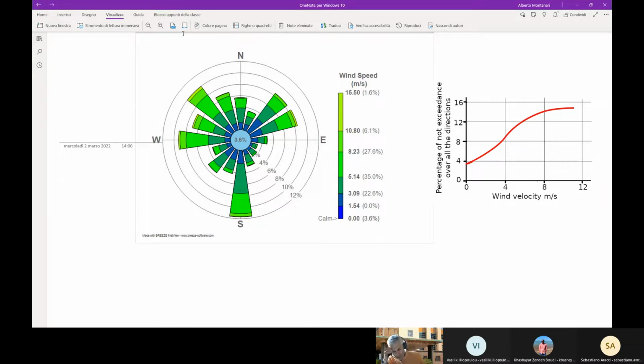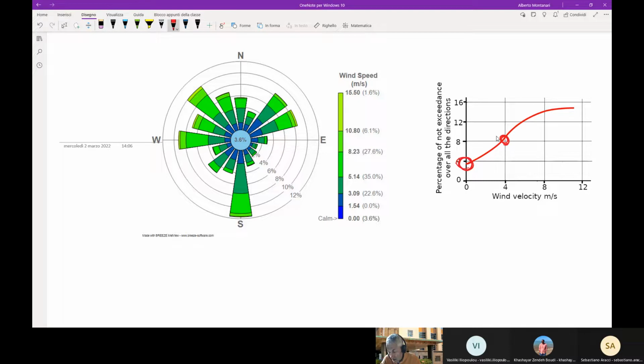Okay, so you see these two figures now. Let's focus on the south direction, and on the red line on the right. It starts at wind velocity 0. On the horizontal axis, you have wind velocity, and on the vertical axis, you have percentage of not exceedance over all the directions. So we start from 3.6 here. And then if we go to a wind velocity of 4, it's more or less in the middle of the dark green part. What is the percentage of time where we find wind velocity up to 4 meters per second? It is 3.6 plus 2 plus something like 4%, so it's about 8%.